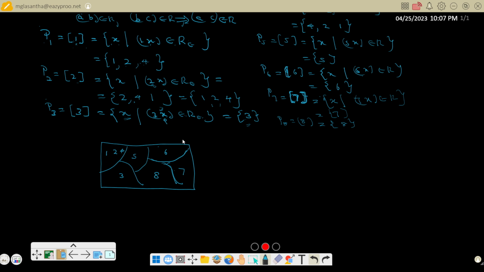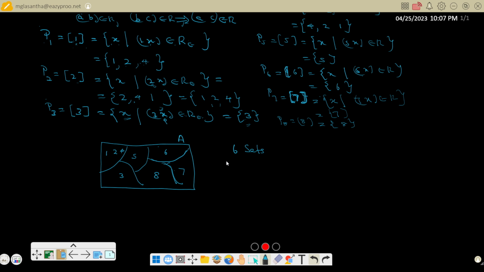This is a Venn diagram. This is set A. Set A is partitioned into how many sets? 1, 2, 3, 4, 5, 6 sets. Right? So you have to get an idea from the equivalence classes. Always equivalence classes are disjoint. That means no intersection.